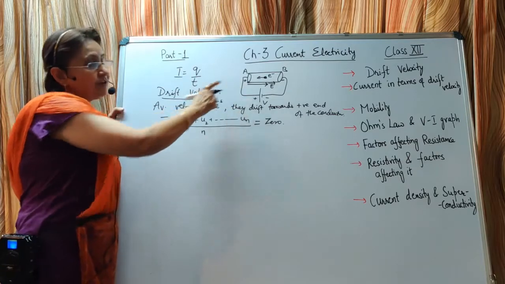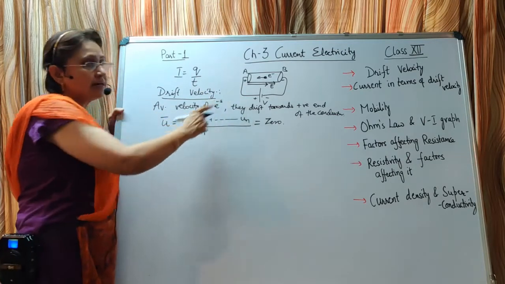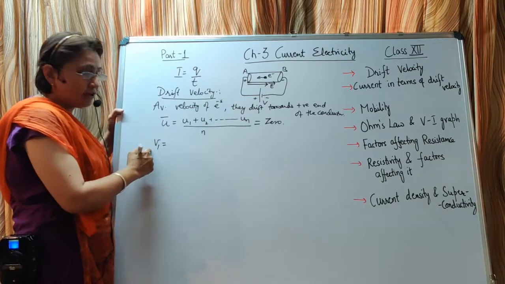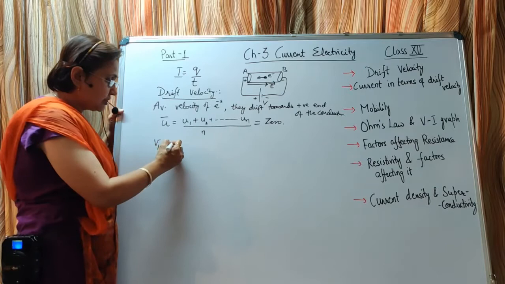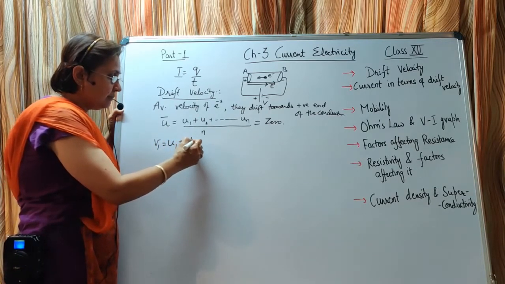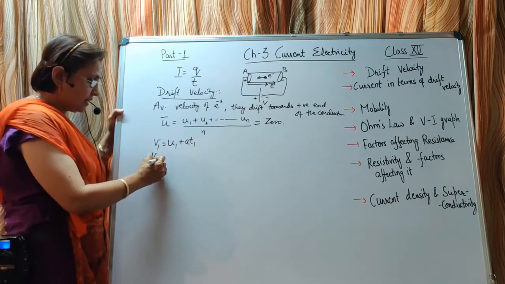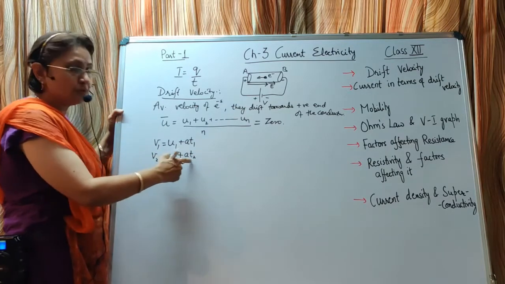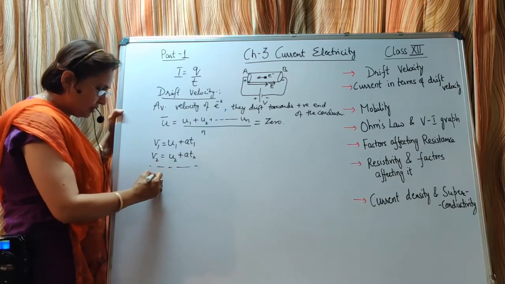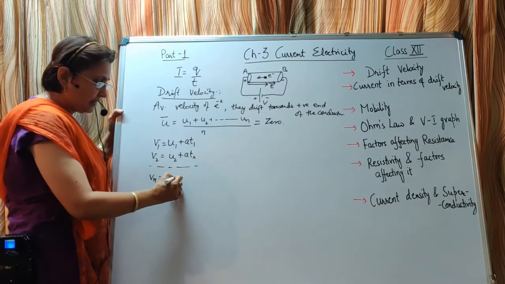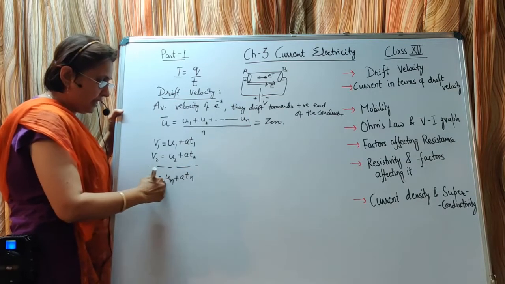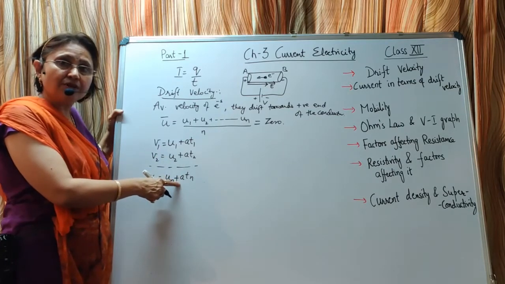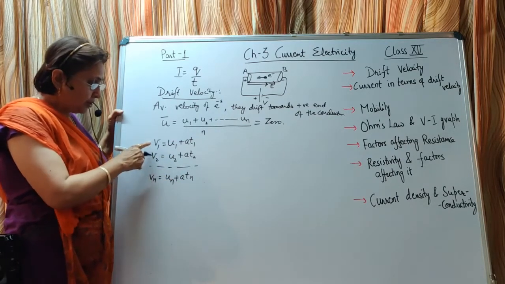Now when the electric field is set up in the conductor, that is when the conductor is connected to the terminals of the battery, let the final velocity of the first electron according to the equation of motion be given by u1 + a t1. Similarly, the final velocity of the second electron is given by u2 + a t2 and so on, and the final velocity of the nth electron is given by un + a tn. Here the acceleration for each electron will be the same.